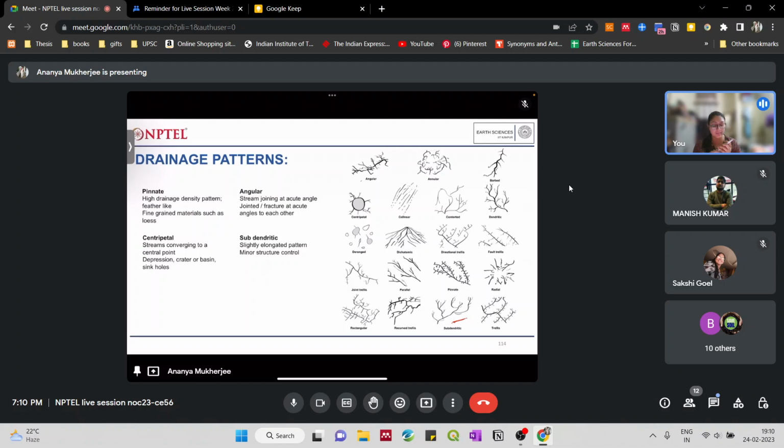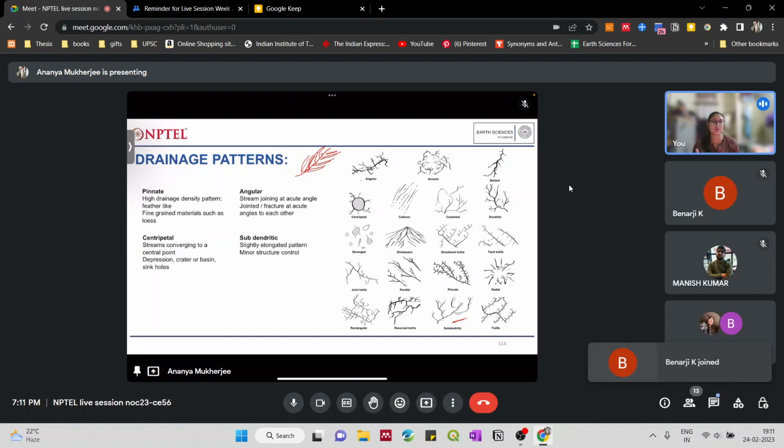Okay, so pinnate is where the drainage density is higher, and it will look like a feather. You see a lot of feathers, or the veins of a leaf will become a dendritic pattern. Consider a feather: all the hair is connected to that one main ridge. It will appear like that.